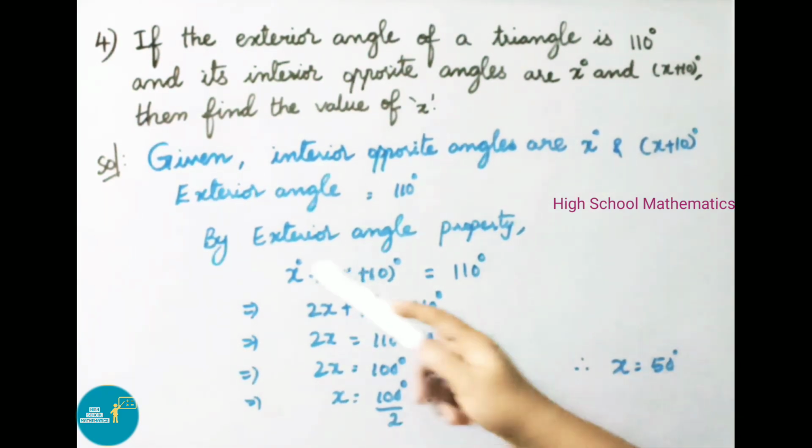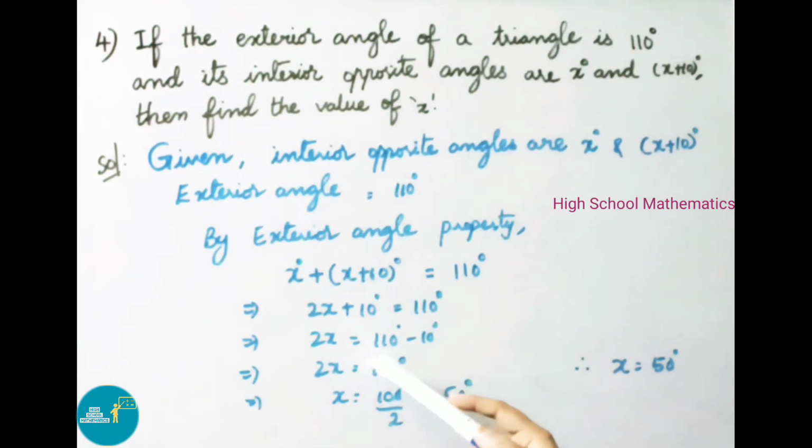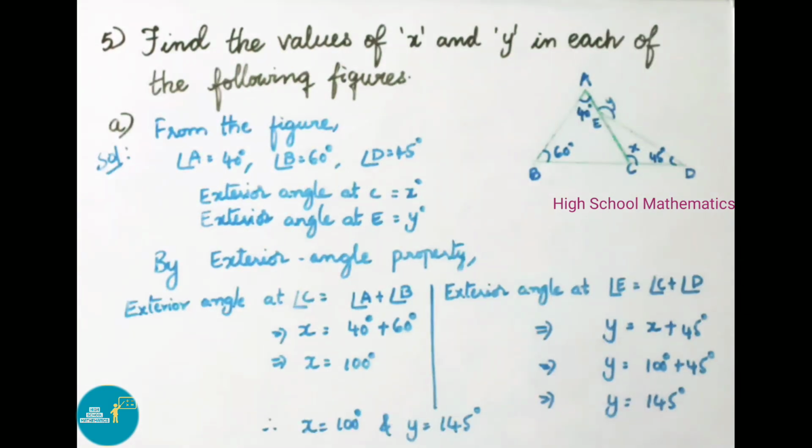That implies x plus x, that is 2x plus 10 degrees, equals 110 degrees. That implies 2x equals 110, and plus 10 on transposing becomes minus 10. That implies 2x equals 110 minus 10, that is 100 degrees. Here 2 is multiplying, on transposing it becomes divided by. So x equals 100 by 2, that equals 50 degrees. Therefore x value is 50 degrees.